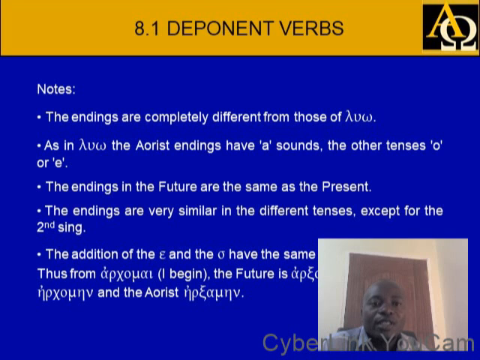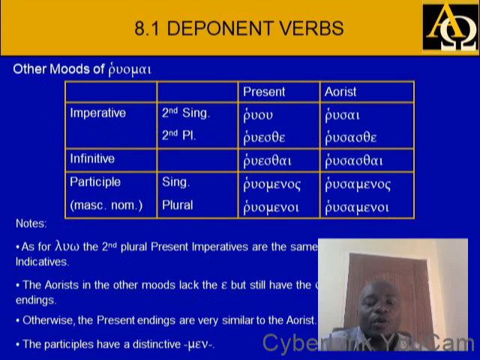So moving on, we now look at ruomai in other moods. Remember now, we have introduced ourselves to the indicative mood, as well as the imperative mood, the infinitive mood, and the participle. So the imperative is ruo, rueste, ruzai, ruzaste. The infinitive ruzestai, ruzastai. Okay. The participle ruomenos, ruomenoi, plural, ruzamenos, ruzamenoi, plural.